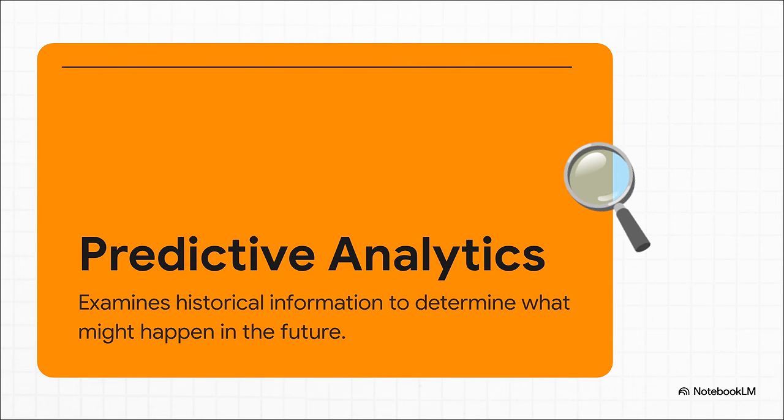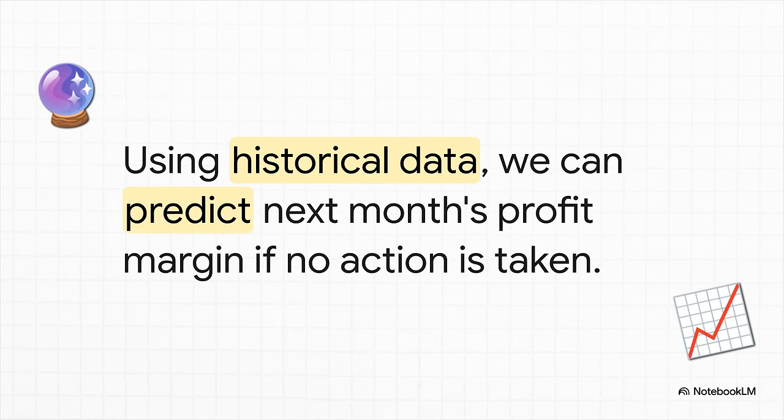It's all about forecasting. Now, it's not a crystal ball, right? It's not about 100% certainty. It's about providing a probable outcome, a data-driven peek over the horizon. So for our business problem, we take everything we learned about why our profit margin dropped and we project that forward. We ask, if we don't do anything, if we just keep on this same path, what will next month's profit margin look like? And the answer to that question, that's our prediction.